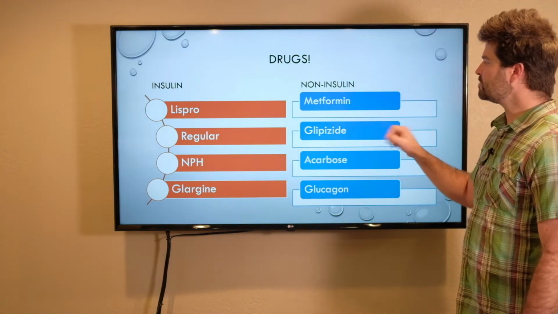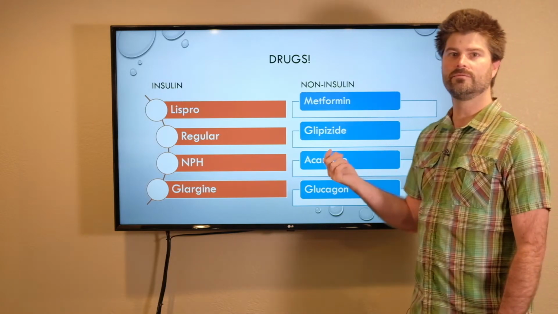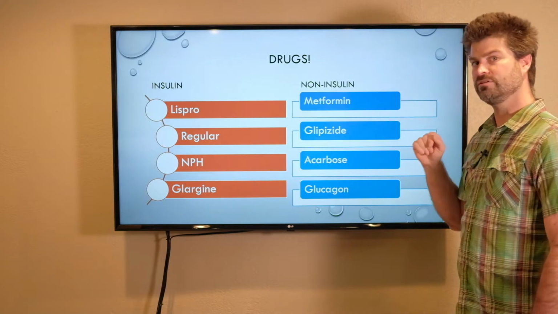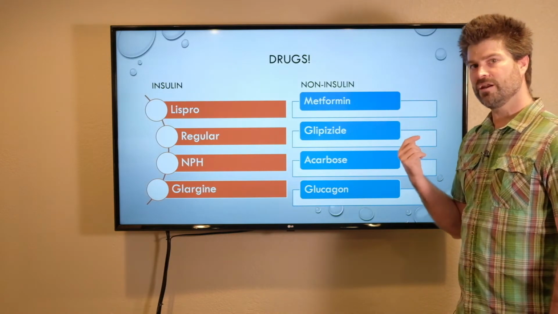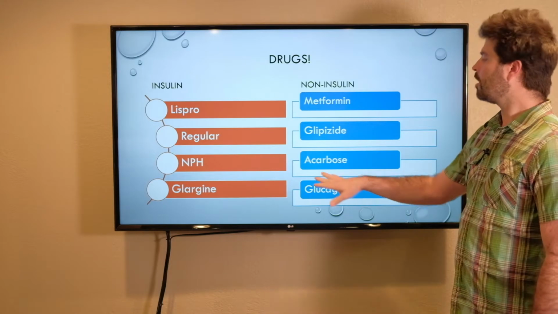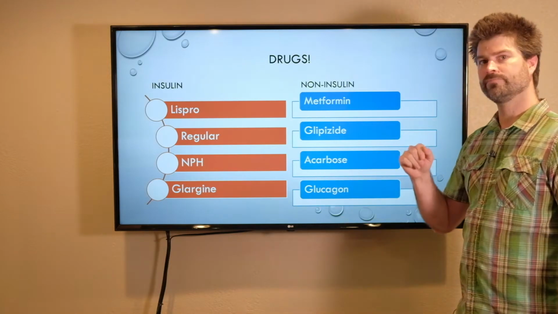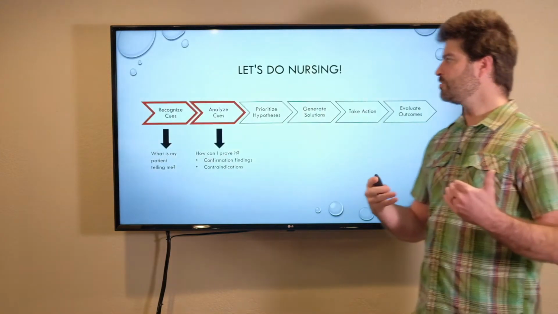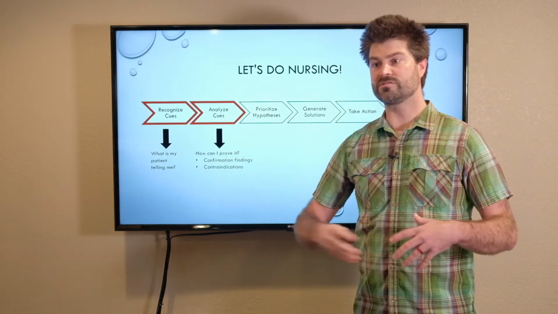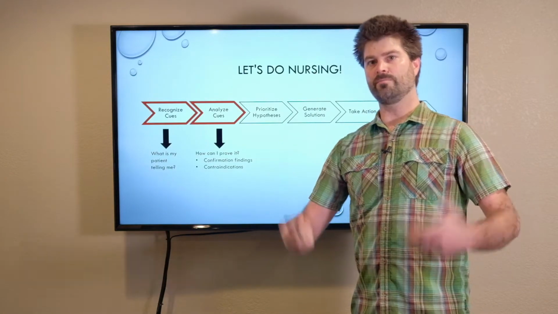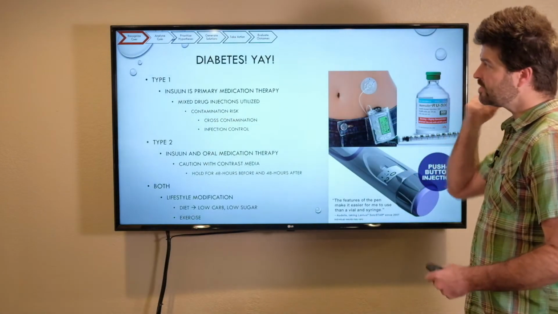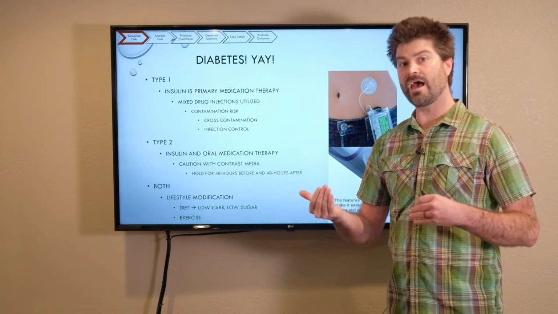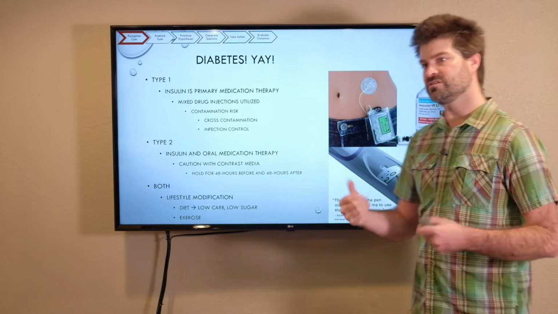Then we've got metformin, our non-insulin medications. So metformin, glipizide, these are our two most commonly used anti-diabetic medications. Acarbose and glucagon are going to be the other two that we're going to be talking about today. So first thing we got to do, recognize and analyze our cues based on we get our drug list, what's up with this stuff. So first thing is the treatments are going to be a little bit different based on what type of diabetes the patient has, and our medication list can help cue us into that.